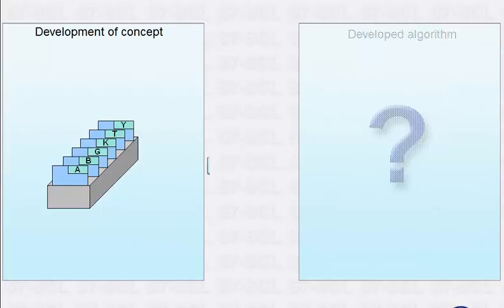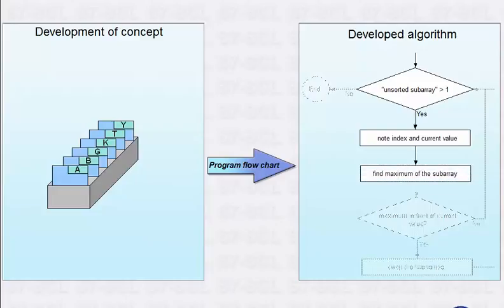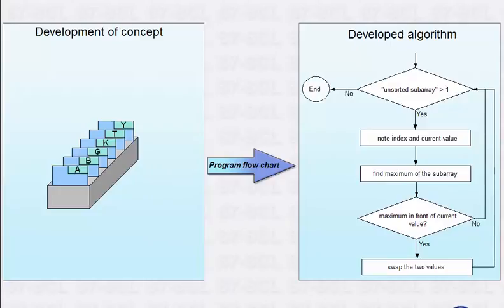You can now easily create a program flowchart based on this algorithm. As long as the size of the unsorted subarray is greater than 1, do the following. Note the index and the current value. Find the maximum in the subarray. If the maximum is in front of the current value, then swap the two values. The size of the unsorted subarray has now been decreased by 1. Start over again. Now the function can be implemented on the basis of this program flowchart.